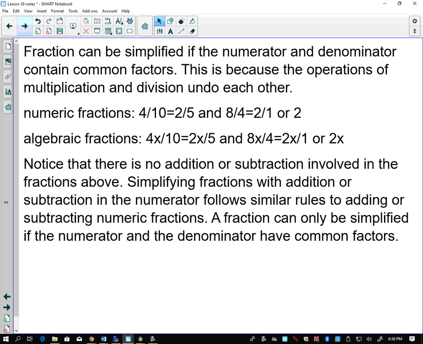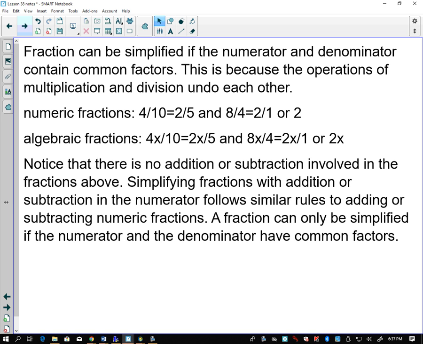Fractions can be simplified if the numerator and denominator contain common factors. That's because the operations of multiplication and division undo each other. So if you see something like 4/10, I can divide both those numbers by the same number. They share the ability to be divided by 2, which gives me 2/5. 8/4, both those numbers will divide by 2, so that gives me 2 over 1, and finally I can get 2 out of that. An algebraic fraction, if I had 4x over 10x, that can still be divided by 2, giving me 2x over 5, or in the case of 8x over 4, 2x over 1, which results in 2x.